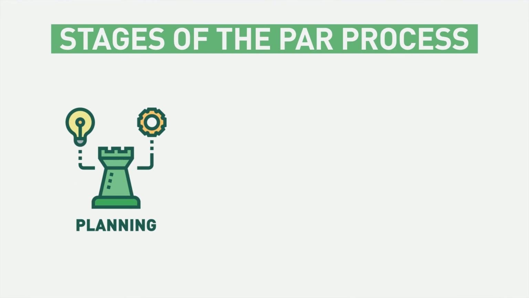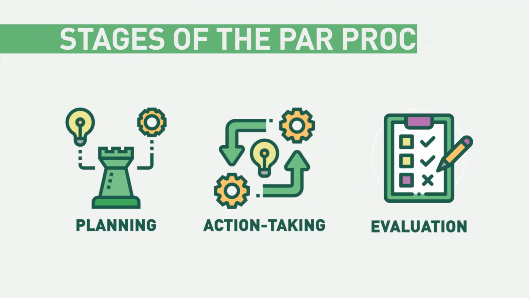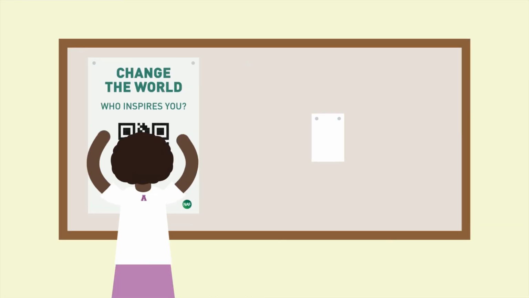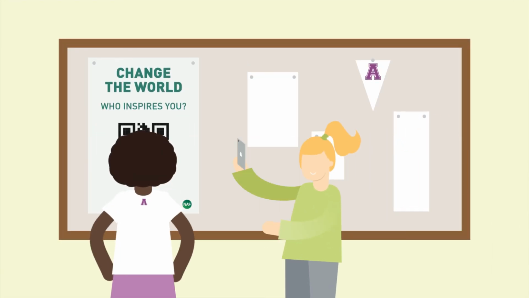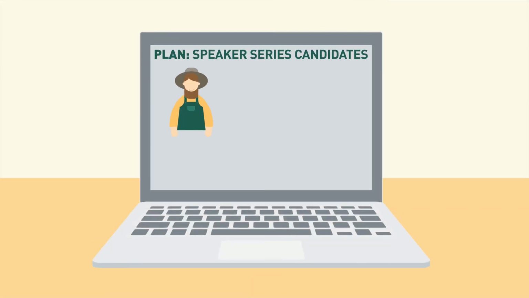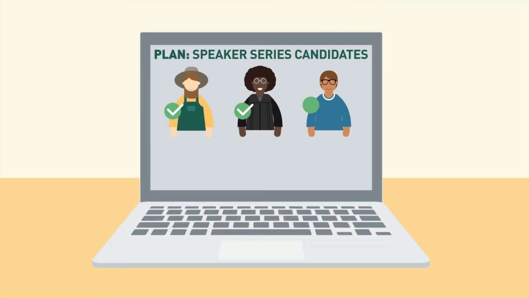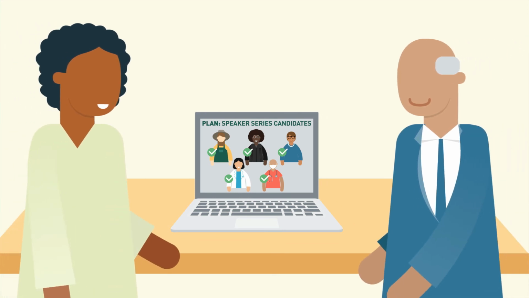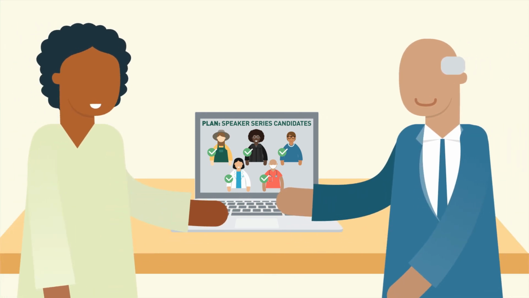PAR is typically structured around 3 reoccurrent stages. The first stage is the planning stage. This stage begins with youth identifying an important issue at their school or in their community. Next, youth and adult allies conduct research on the selected topic and decide on actions they want to take to address the issue. There may be times when the proposed actions may require input from government or leadership.